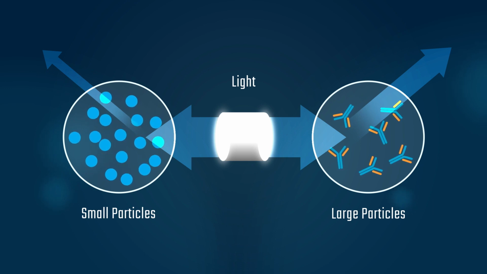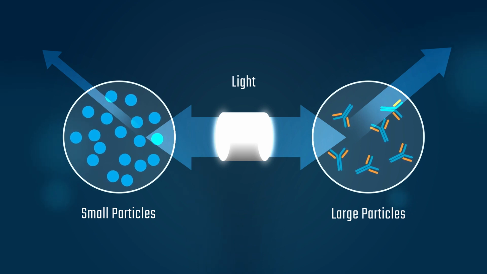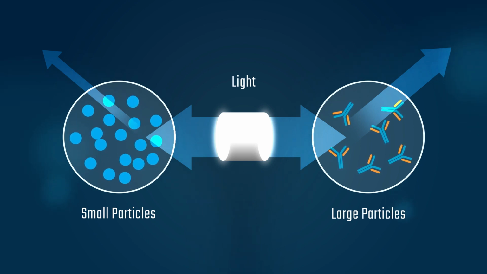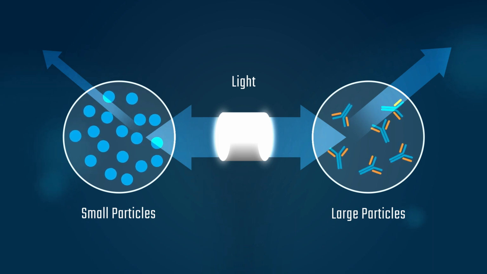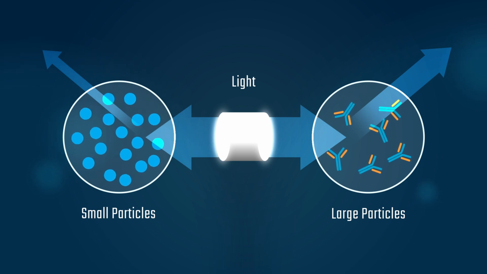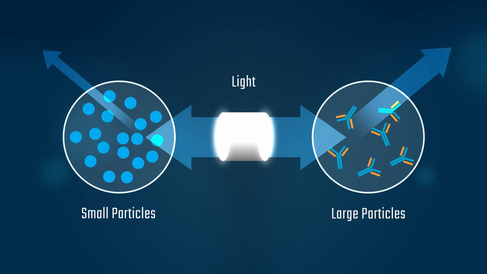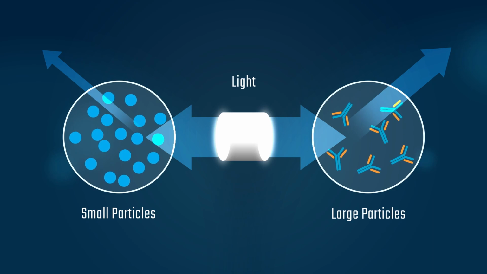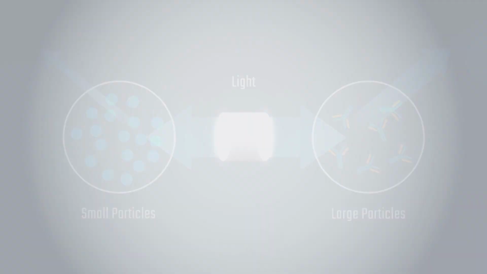The intensity of the scattered light is used to find the average molecular weight of all particles in solution and informs on their propensity to interact with each other. When your particles are prone to self-association, they're more likely to aggregate or cause viscosity issues for clinical administration.